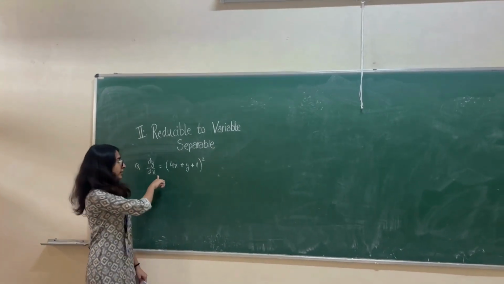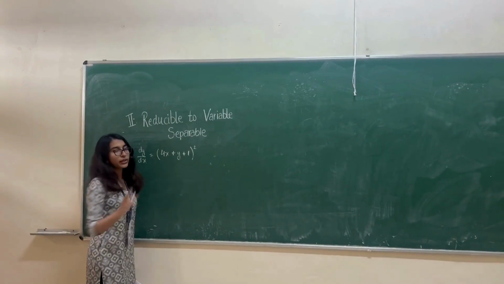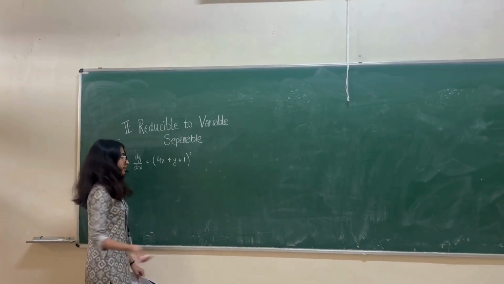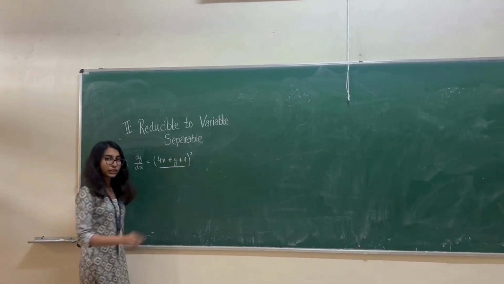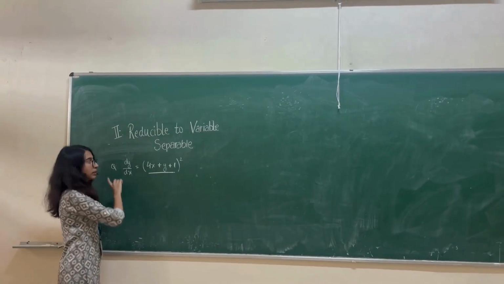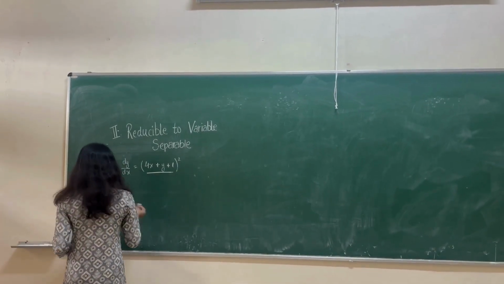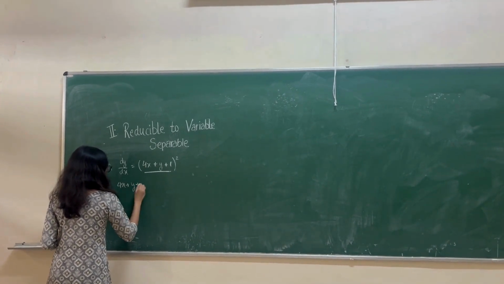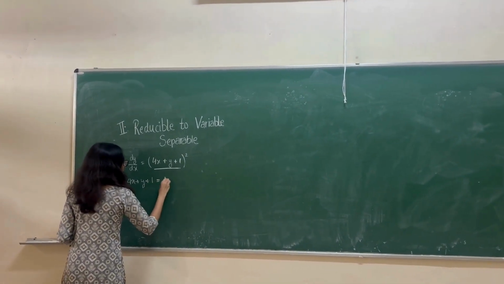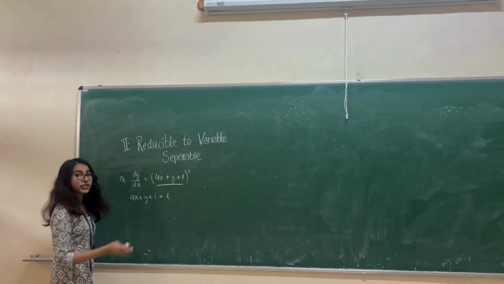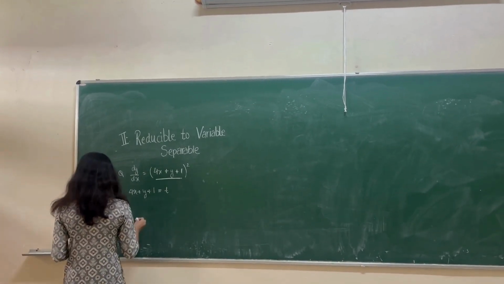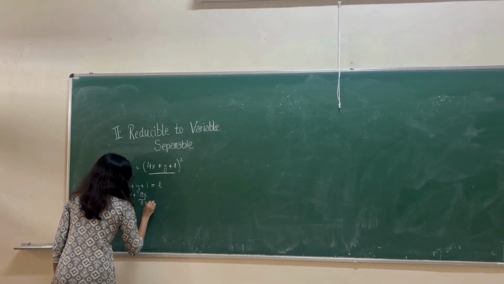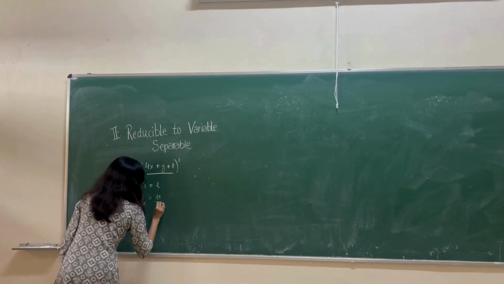Here we can see dy by dx is equal to (4x plus y plus 1) the whole squared. Now this does not directly look like it's variable separable, but it is. If we substitute this entire term as t, we can see how it will get reduced to a variable separable form. So our first step would be making this equal to t. So 4x plus y plus 1 is equal to t. Then our second step would be to differentiate it with respect to x. So we get 4 plus dy by dx is equal to dt by dx.